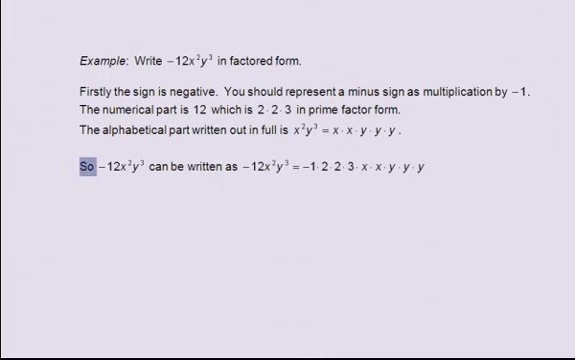So, minus 12 x squared y cubed can be written as minus 12 x squared y cubed equals minus 1 for the minus sign, multiplied by 2 multiplied by 2 multiplied by 3, which is the 12, multiplied by x multiplied by x, which is x squared, multiplied by y, multiplied by y, multiplied by y, which is y cubed.